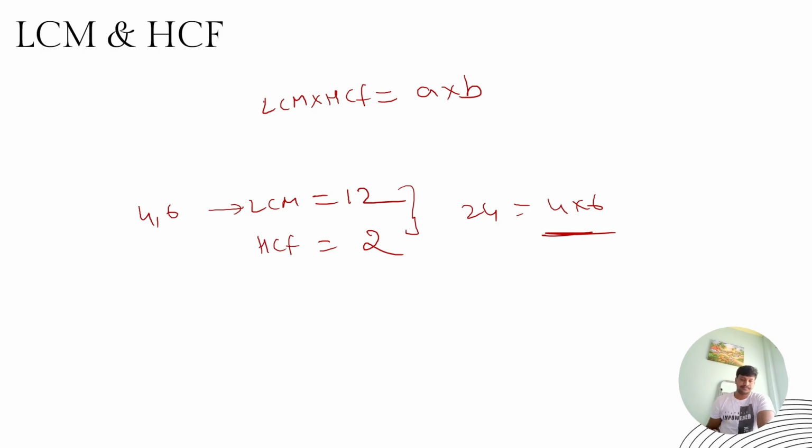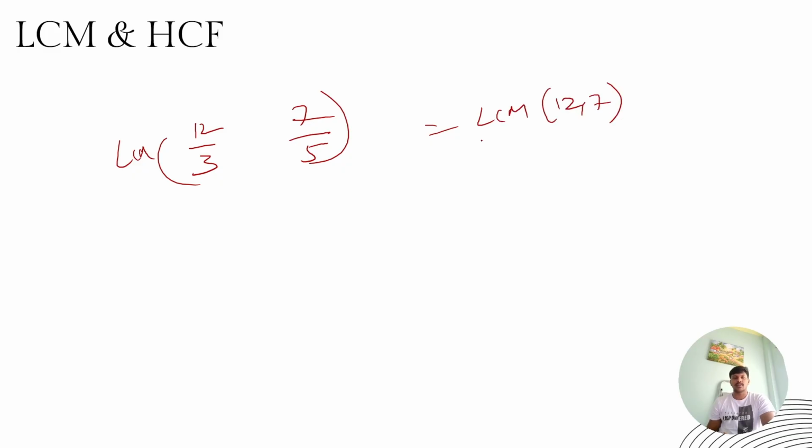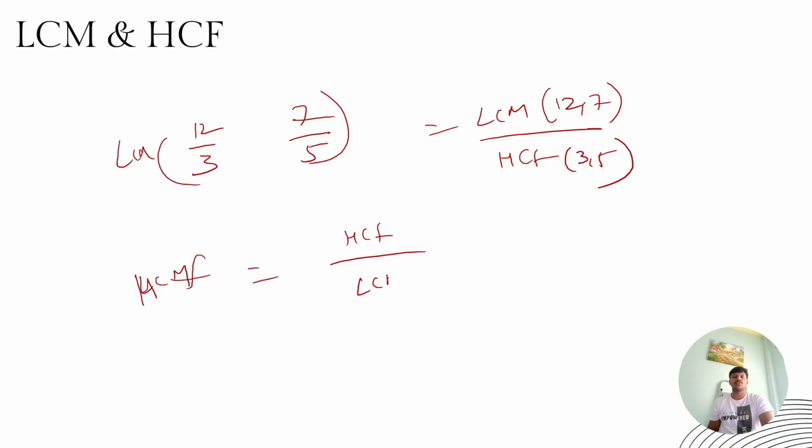And the next one. If you're having fractions, let us take 12 by 3 and 7 by 5. How to find the LCM of fractions? It has to be the LCM of the numerators by the HCF of the denominators. Similarly, for HCF, it's going to be the reverse: HCF in the numerator and LCM in the denominator.